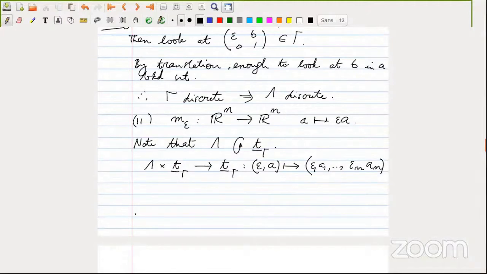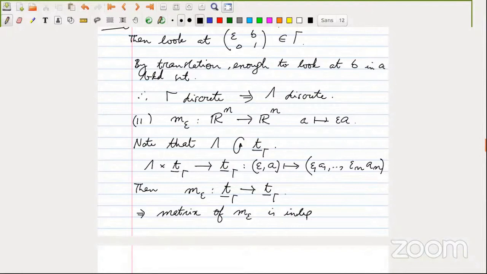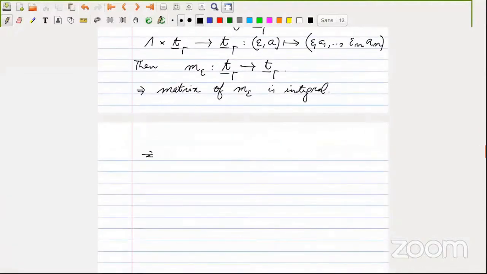Now, because this is an action, I can look at the restriction of M epsilon, this multiplication by epsilon map, to T bar. So then I can look at M epsilon from T underline gamma to T underline gamma, like this. So what does this mean? If I restrict myself to T underline gamma, then this is a well-defined map. So this implies that the matrix of M epsilon is integral, and then we are done.